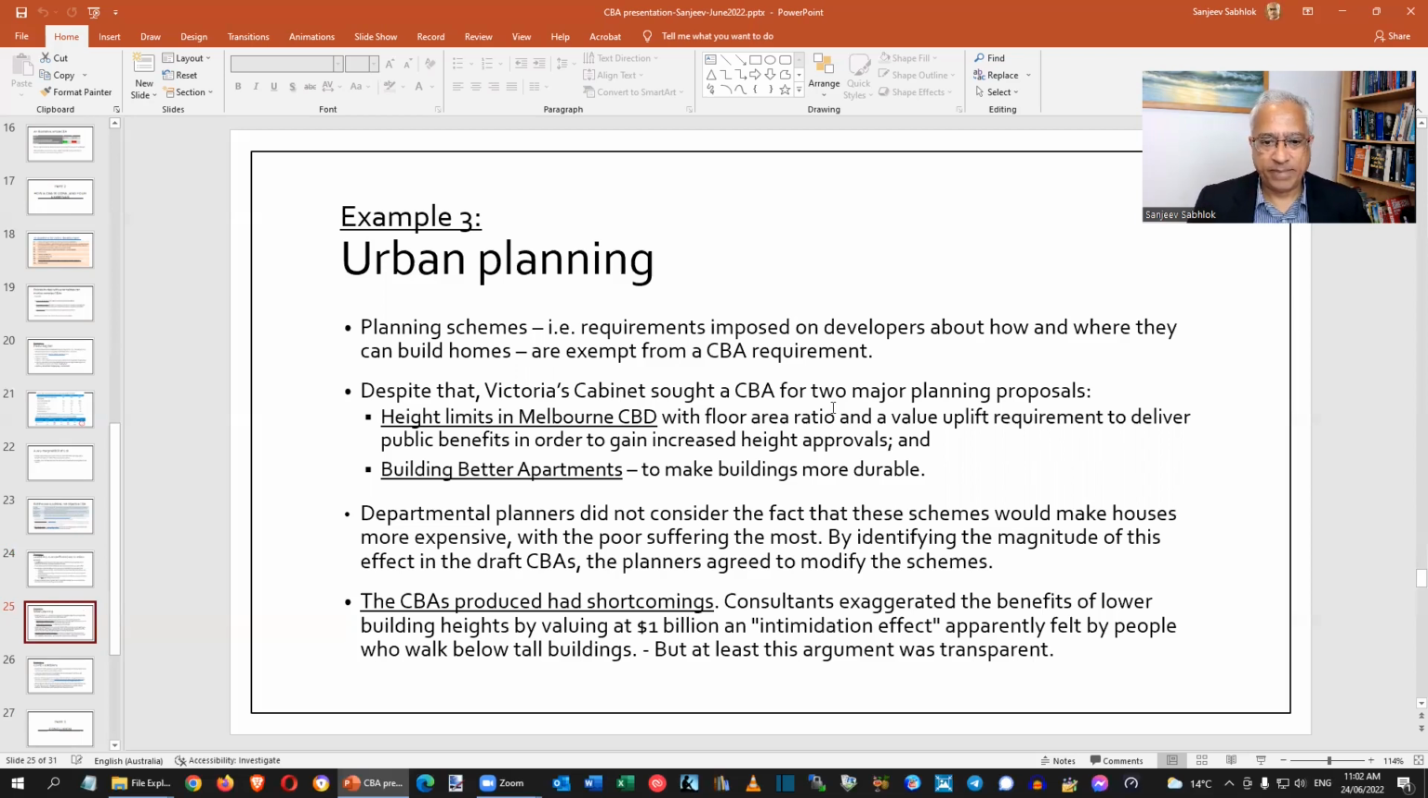One is the height limits in Melbourne CBD. Earlier, the minister could decide and they could have a 100-story building. Now they really put strong limitations through a floor area ratio, which is a really bad idea. But leaving that aside, they also said, okay, if you provide some extra benefit to the community, we'll give you extra stories for the building. That's called value uplift requirements, public benefits, and so on and so forth.